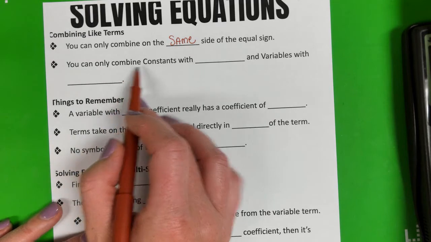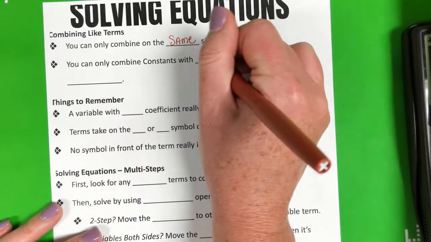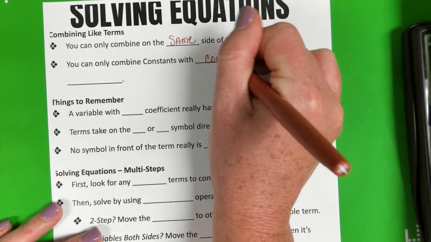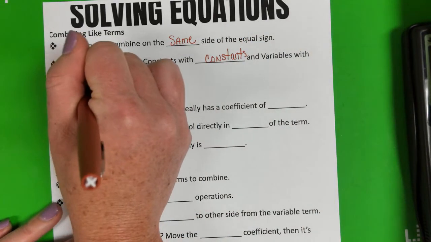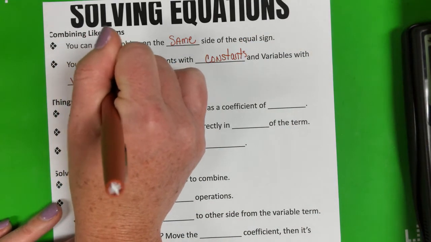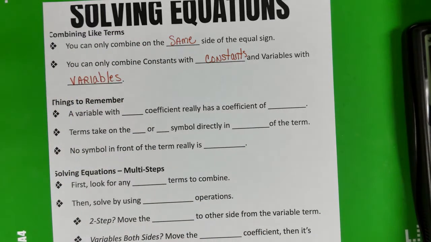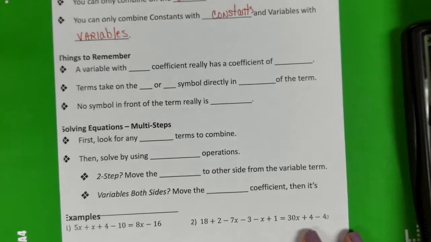You can only combine constants with constants. Remember, constants are just numbers. And variables with variables. If one has a variable and one doesn't, you can't put them together. And we'll look at some examples down below.